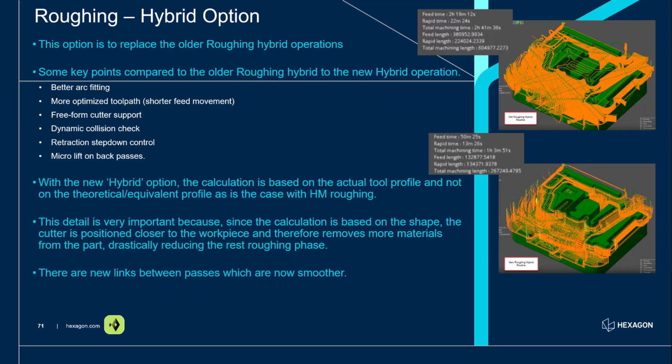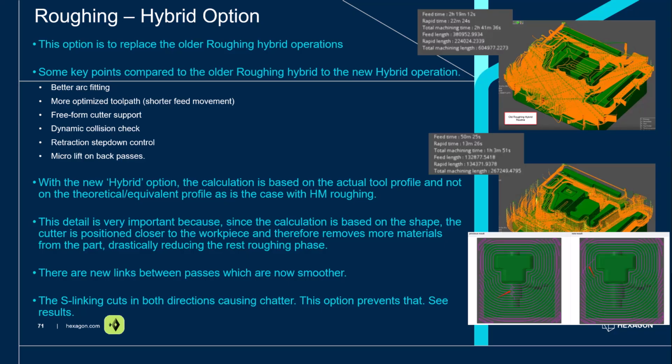There are some new linking methods as well for smoother cutting paths. The S-link cuts in both directions, causing chatter. This option prevents that, and you can see the results here on the side.